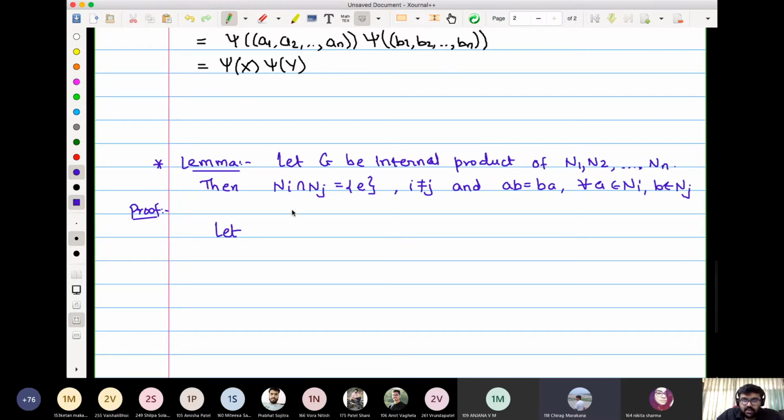Yes, the natural way to start is: let x belong to Ni intersection Nj. Then we show that x equals identity. So x is in Ni. So how do we write x as an element of G? This implies x belongs to Ni and x belongs to Nj.